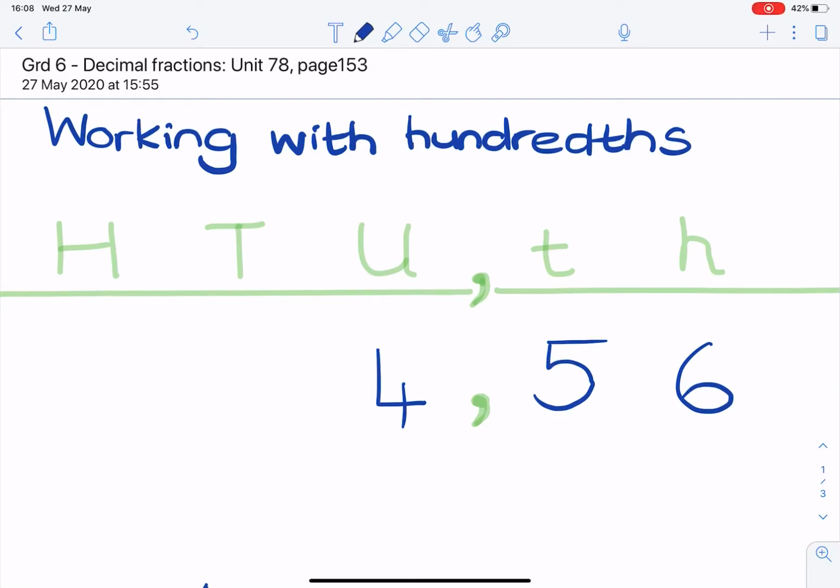Good morning, grade 6s. Today we are working with hundredths. Now last week we were introduced to hundredths. We have worked with hundreds, tens and units. Those are the whole numbers.